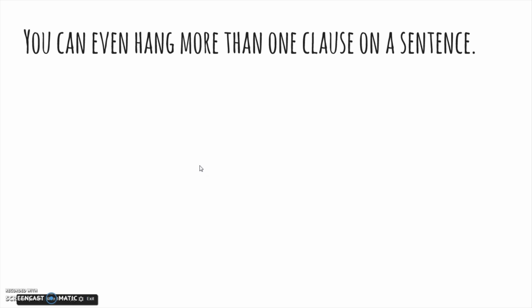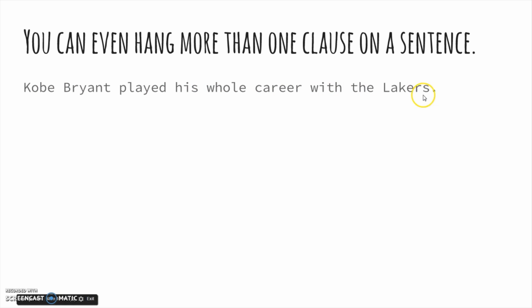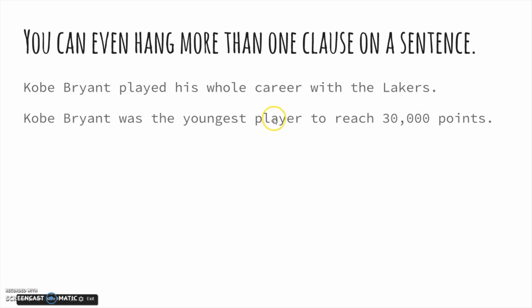You can hang more than one subordinate clause on a sentence. So the independent clause can have multiple subordinate clauses coming from it. So let's look at a sentence like that. Kobe Bryant played his whole career with the Lakers. Kobe Bryant was the youngest player to reach 3,000 points. Okay, so in this way, you can see this overlap is going to let me do a subordinate clause. But I could also have a sentence, the Lakers are the NBA team in Los Angeles. So now I've got an overlap of the Lakers with both of these sentences, and I've got an overlap of Kobe Bryant with both of these sentences.